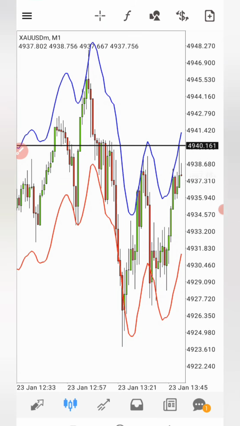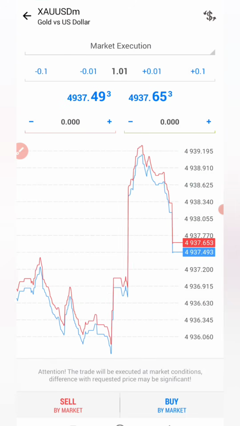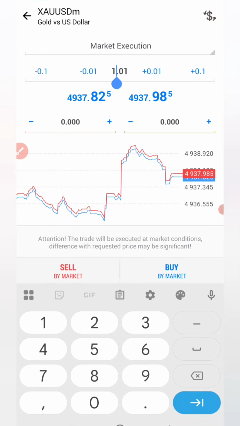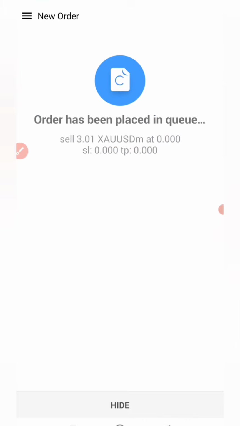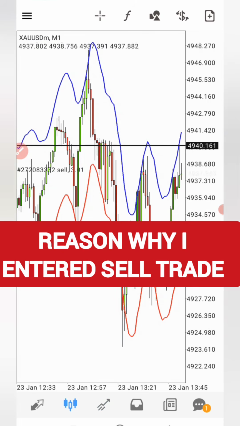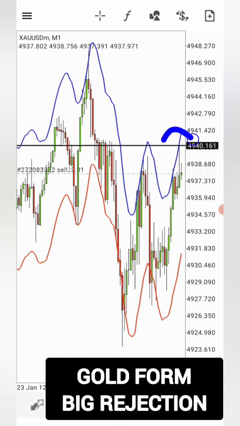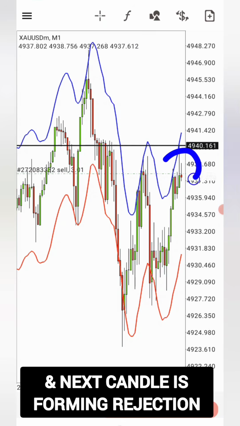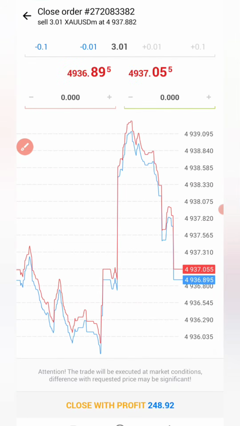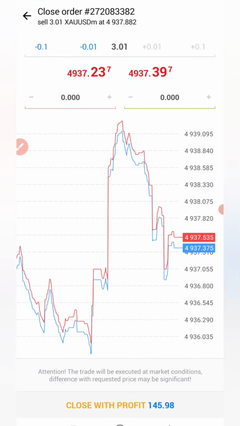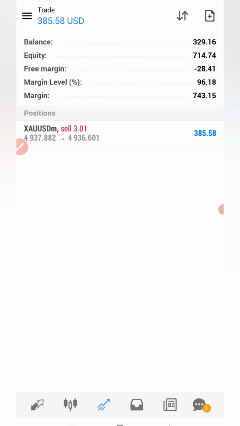Here we're going to mark the highest point where the market has been. Right here you can see that it's rejecting, going up. So I'm going to enter a sell trade right here, right? The reason is very simple. You can see that gold formed this big rejection, and also the next candle is forming a rejection, which means it wants to go down. And here we just targeted to make some small profit, right? Not very much.